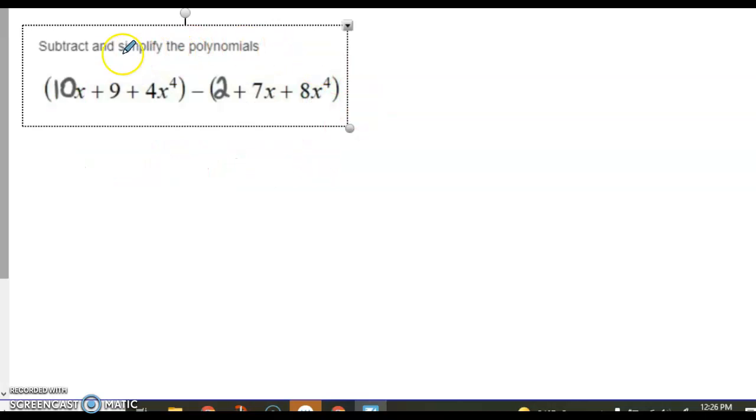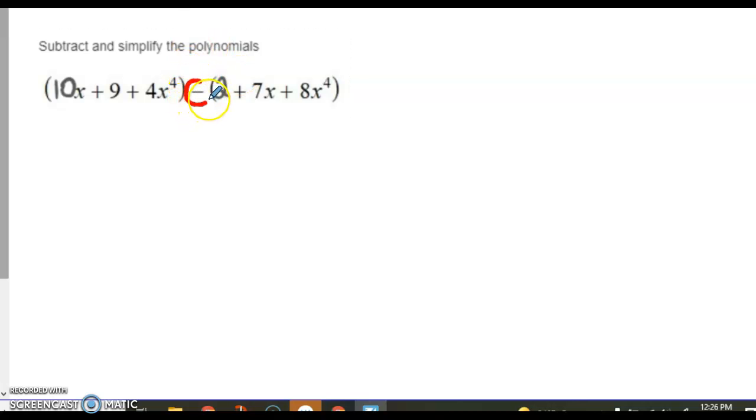All right, and this one we want to subtract and then simplify. And here there is a minus between the parentheses, so that is very, very important that we distribute that negative. What this minus tells us is that we're going to change the sign of everything in the parentheses after it. So if we distribute that negative, the 2 becomes a -2, the 7x becomes a -7x, and the 8 becomes a -8x to the 4th.